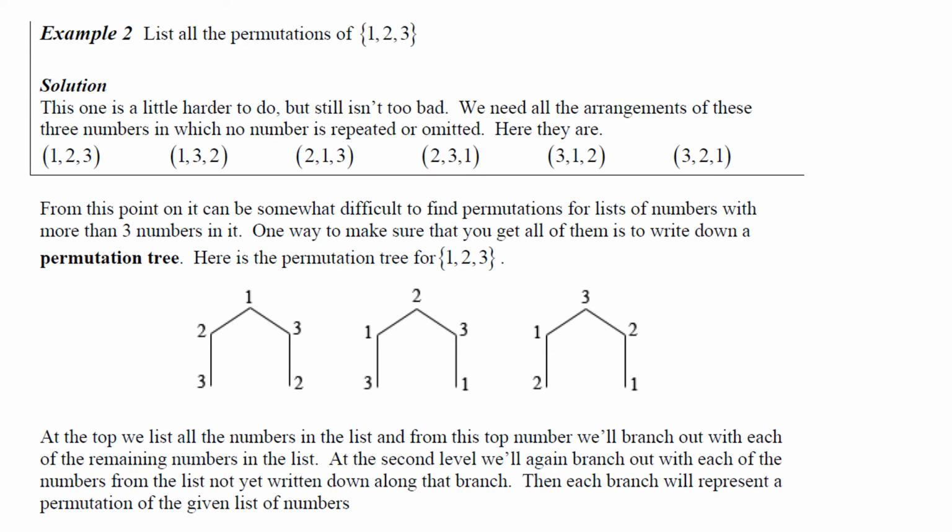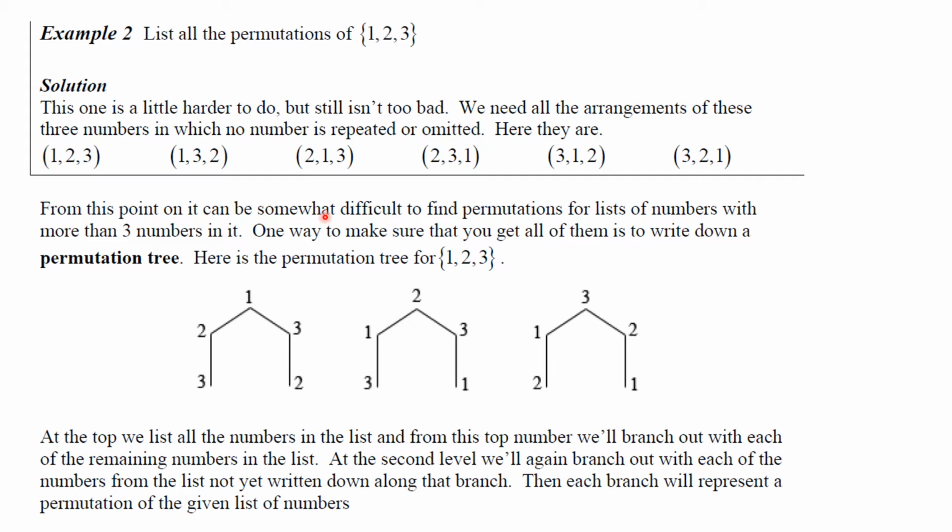Now let's talk about 1, 2, 3. Well, there are 3 ways that we can have the first number, that is 1, 2, and 3. And once we've picked that, there are 2 ways we can have the second, and 1 way we can have the third. And so we will get 1, 2, 3; 1, 3, 2; 2, 1, 3; 2, 3, 1; 3, 1, 2; and 3, 2, 1.